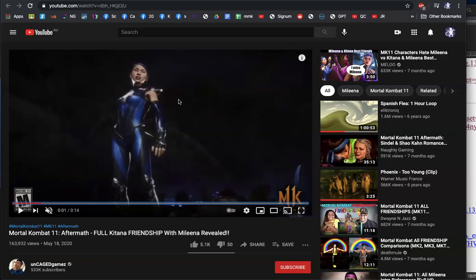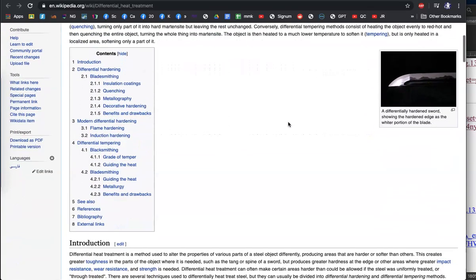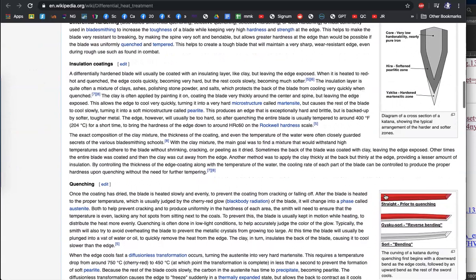Okay, katanas, not Kitana from Mortal Kombat, different person, different thing. Katana spelled with an I. Differential heat treatment is when the Japanese made katanas, they didn't temper steel. Instead, they would take a straight sword and coat it in clay on the outside. And then when they quenched the sword, the sword would actually bend backwards. That was because only the tip would become hard and the inside would stay soft.